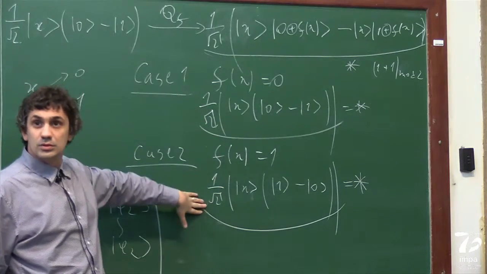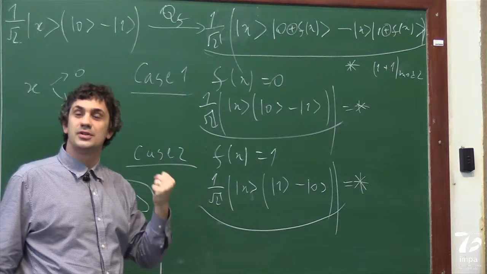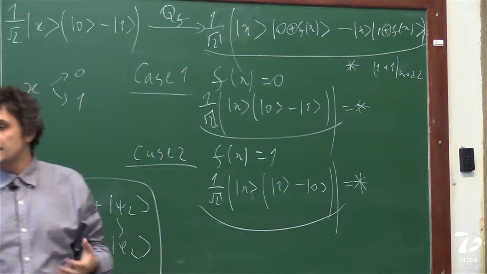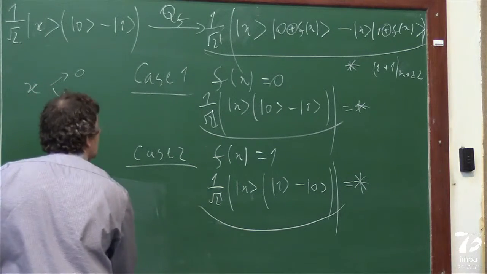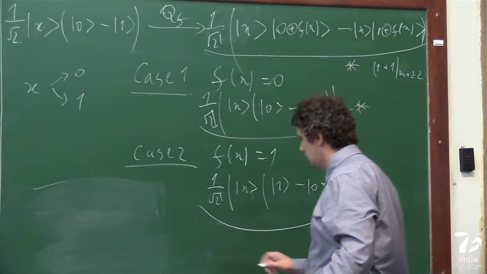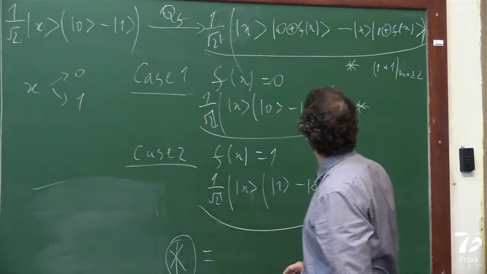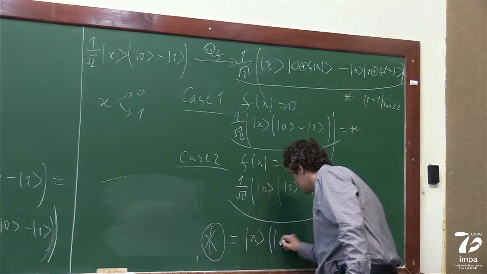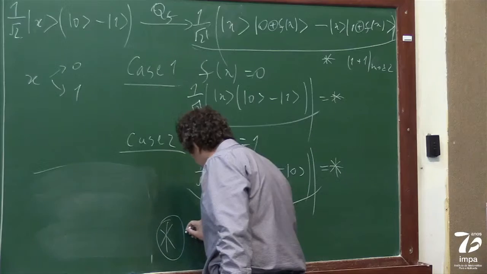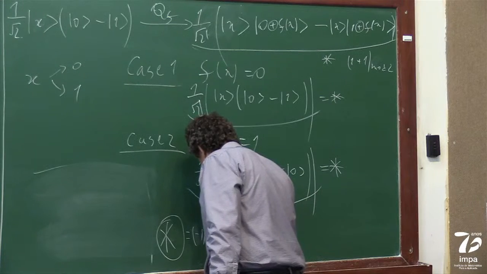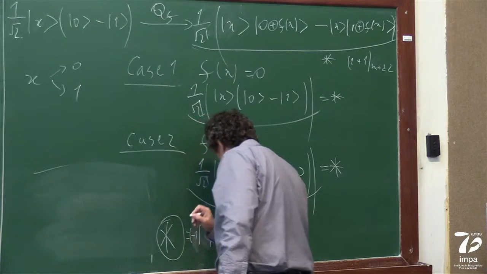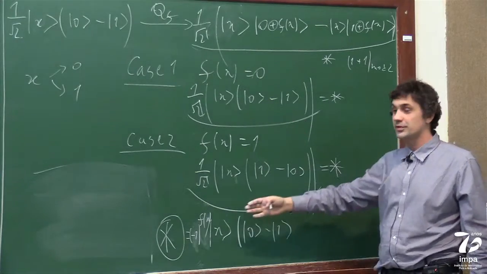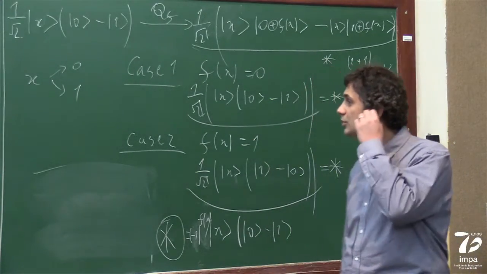So I look at those two, and I would like to stress, and this is just a convenient way of writing, that in any case, it's equivalent to the following expression. So this star, in any case, is equal to x, 0 minus 1, and I put a multiplier here, minus 1 to the power f of x. Because if f of x is equal to 0, then it is true. If f of x is equal to 1, then it is true. It's just a convenient form of writing this.